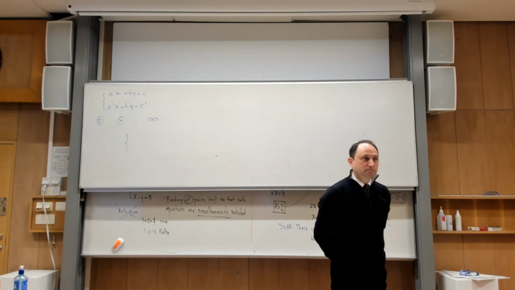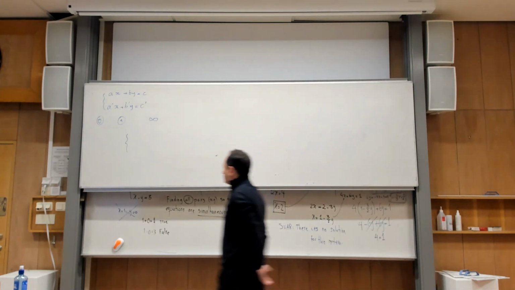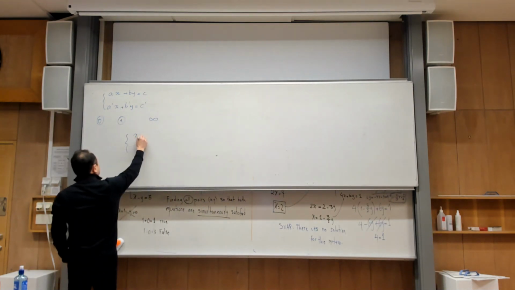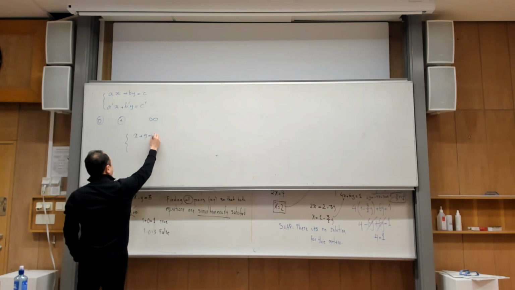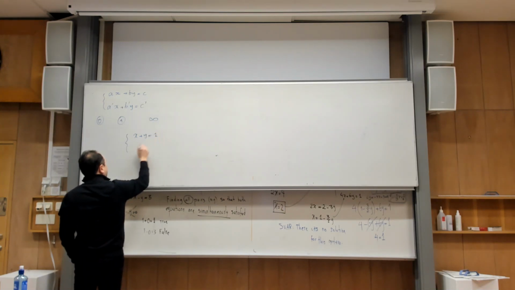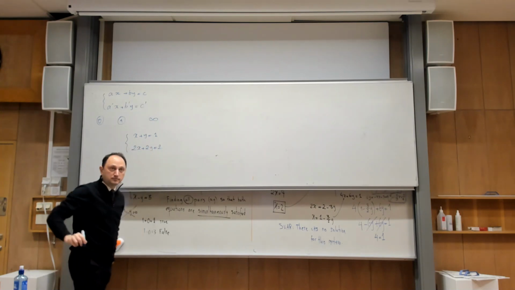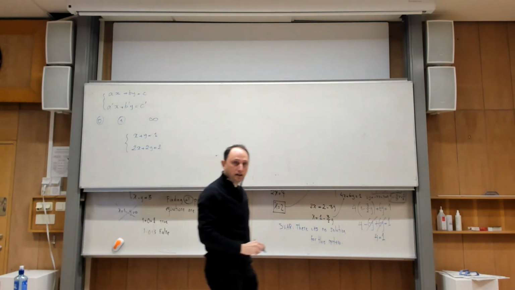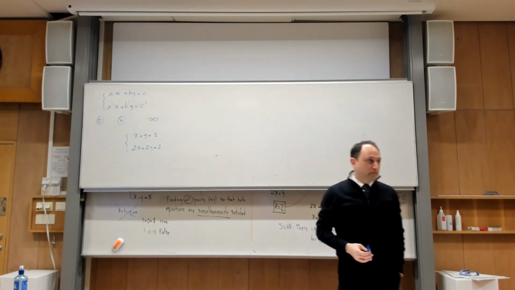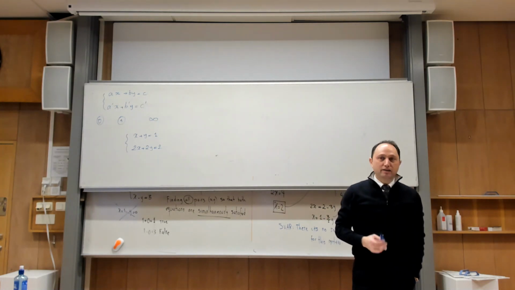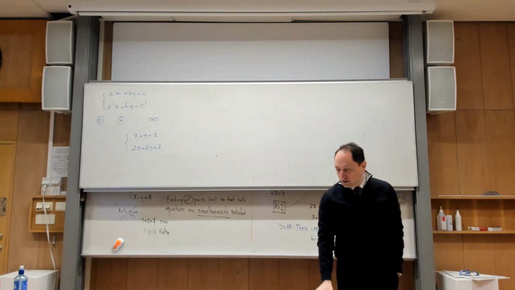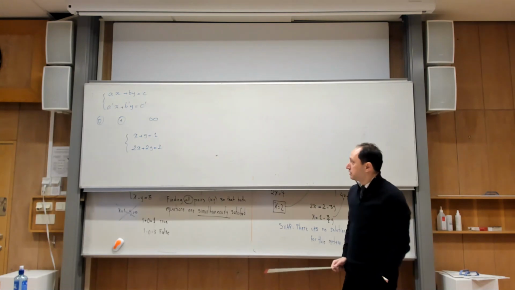Yes, Sergey? x plus y is equal to 1 and 2x plus 2y is equal to 2. Exactly. Thank you very much. So that's exactly it. If we solve this system, then this system will have infinitely many solutions. How was Sergey able to predict this?